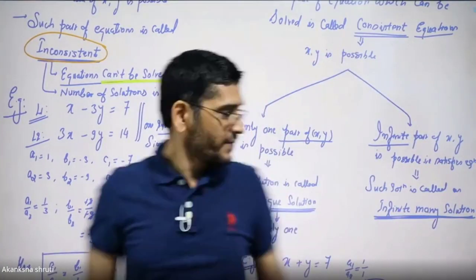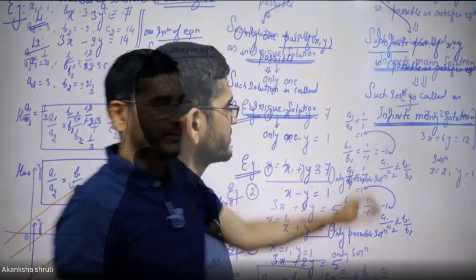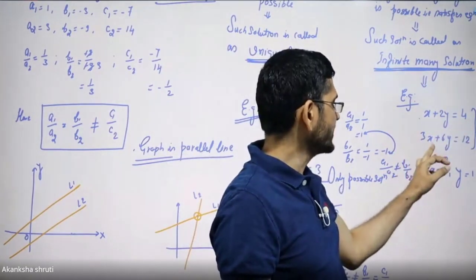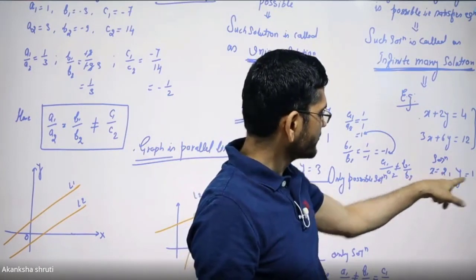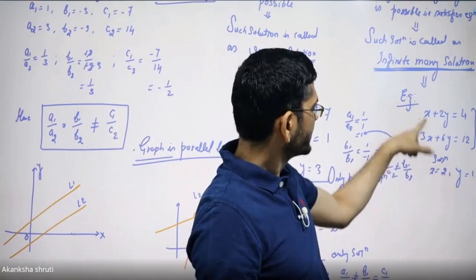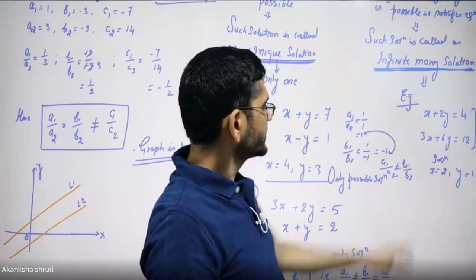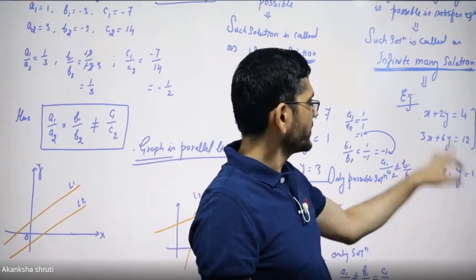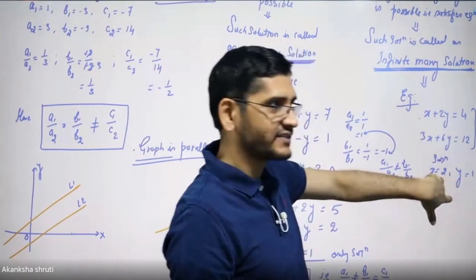So this way we have come to the third category, where there are infinitely many solutions. Example. Students, let us take x plus 2y equals 4 and 3x plus 6y equals 12. Taking x equals 2 and y equals 1, substituting in the first one, it is 2 plus 2, it is 4. Taking the second one, 3 twos are 6 plus 6, it is 12. Both the equations are satisfied by this value of x and y.